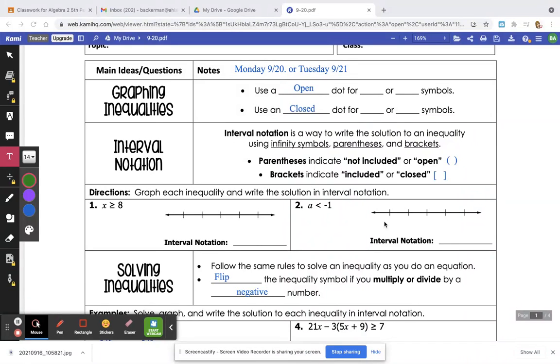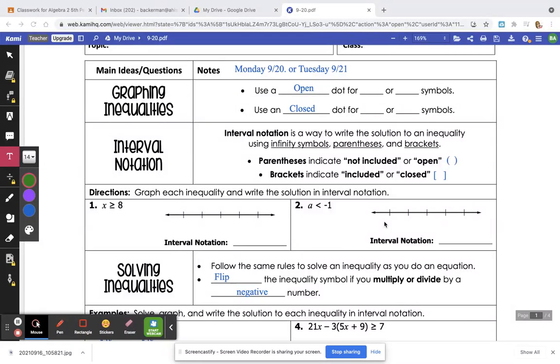Good morning, class. I wanted to make a video for notes for Monday 9:20 or Tuesday 9:21, especially because on Tuesday I am in a training, and so I want to make sure you have these notes. The good news is this is review. It is preparing us to do inequalities within our absolute value equations.